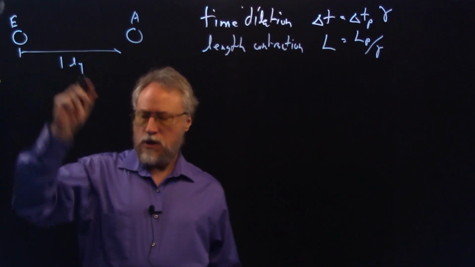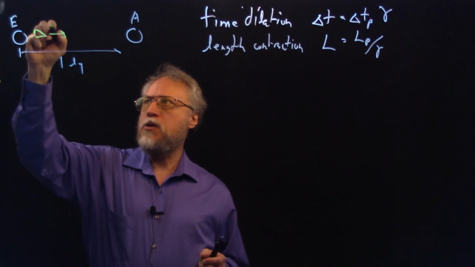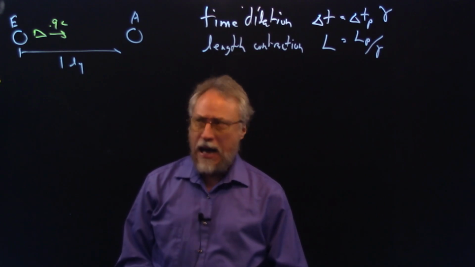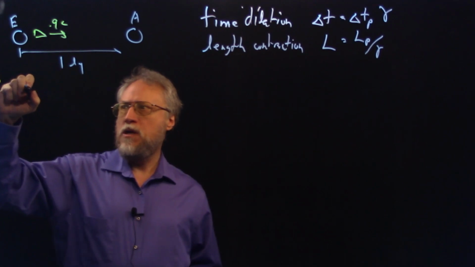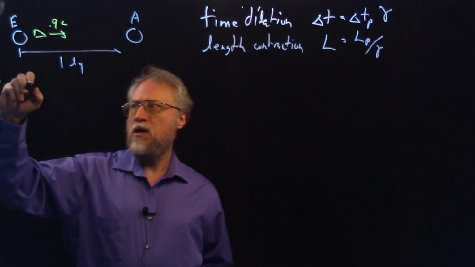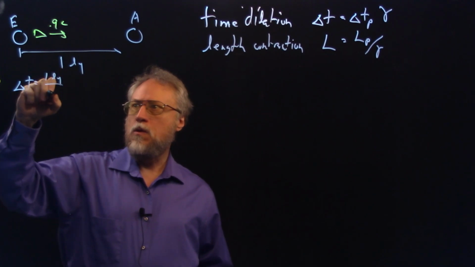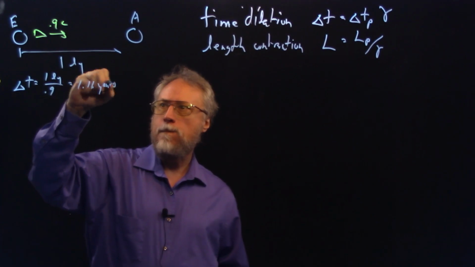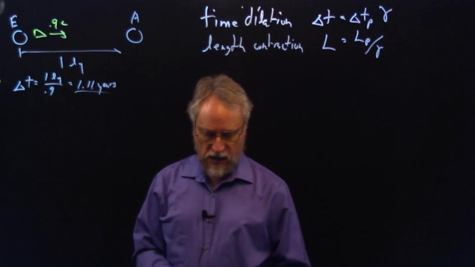So if I'm on the spaceship and I'm traveling in the spaceship at 0.9c, you can think of, okay, how long does it take for me to get from Earth to that planet? I can do that calculation because the distance is 1 light year, the speed is 0.9c. So my delta t is equal to the distance, 1 light year, over 0.9c, which is 1.11 years. So I get from Earth to that planet in 1.11 years.